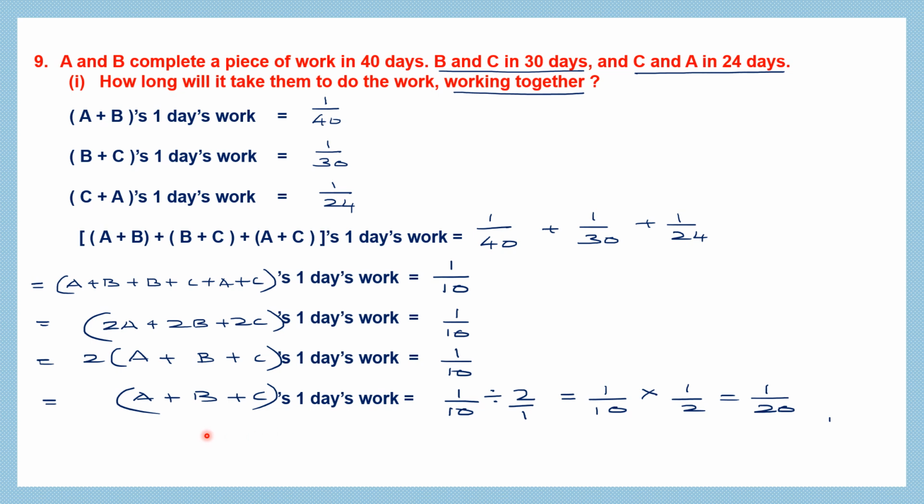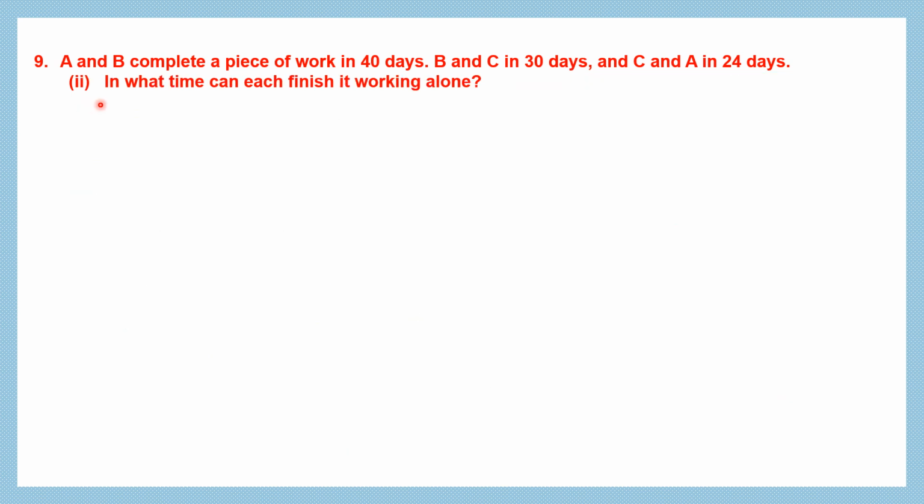So now I have found the 1 day's work of A plus B plus C. Now to find the number of days it takes, I have to write the reciprocal of 1 by 20, which is 20 by 1 or simply 20. That means A plus B plus C can do the work in 20 days. So this is our answer, 20 days. Second part of question 9. Now here we are supposed to find in what time can each finish it working alone. What time can A finish, what time can B finish, and what time can C finish the work.